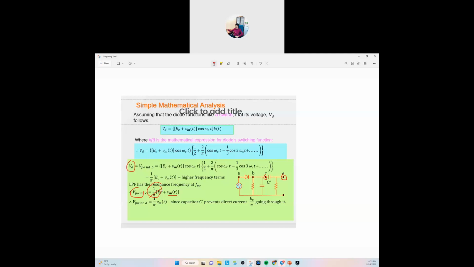So that's why this one is the DC blocker. This DC component is going to be removed when it goes to the DC blocker, so we no longer have EC here. We only have 1 over pi times VMT. Since capacitor C prevents direct current, EC over pi, from going through it, you should know. If this is a diode situation, it is not for you to predict. Either they give it, or you can just assume it's KT.